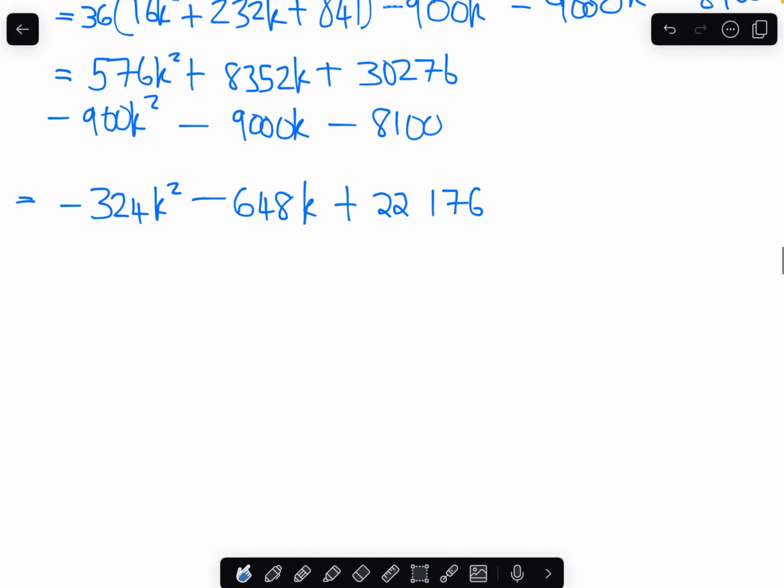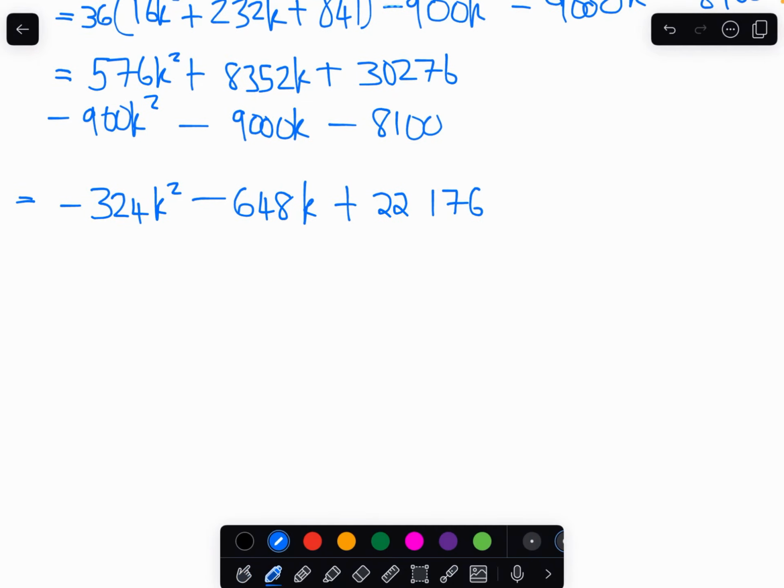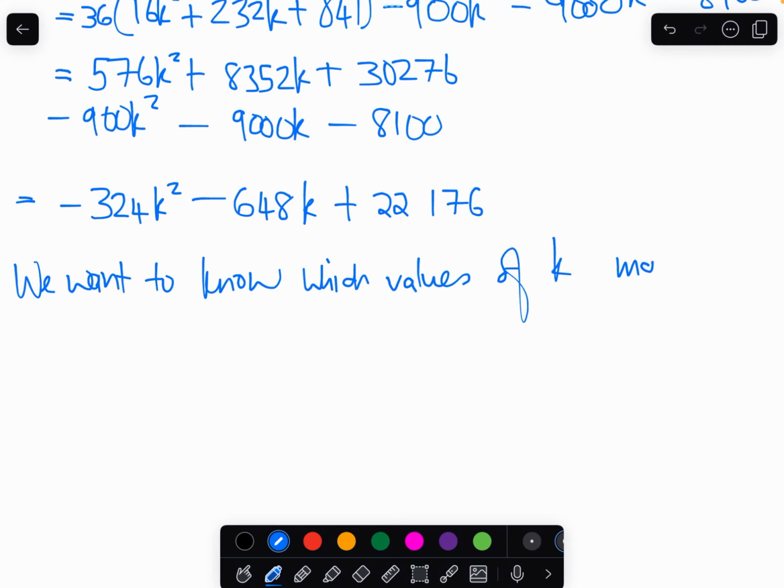Right, so we want to know what values of k make the discriminant greater than 0. That shouldn't have ended as a question. It's a statement. It's what we want to know. Right, so we want to solve this.